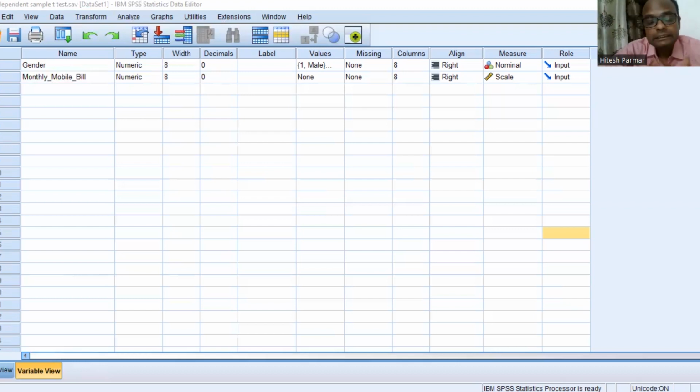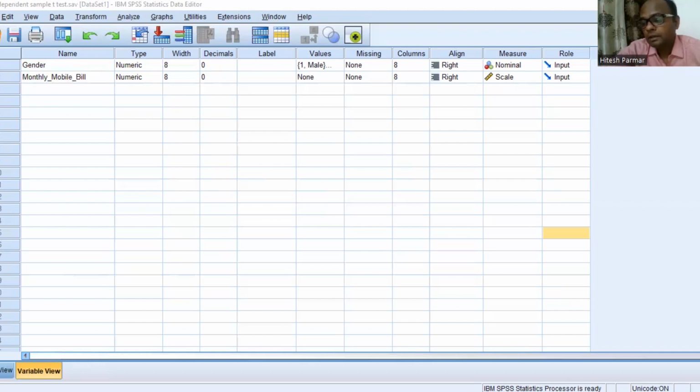What is our level of significance? Generally, as a researcher, you can assume a 5% level of significance. 5% means 0.05. So this is your comparison value. You can compare 0.05 with this significance value, which is reported as 0.884. Now, is it less than 0.05 or greater than 0.05? It is greater than 0.05.